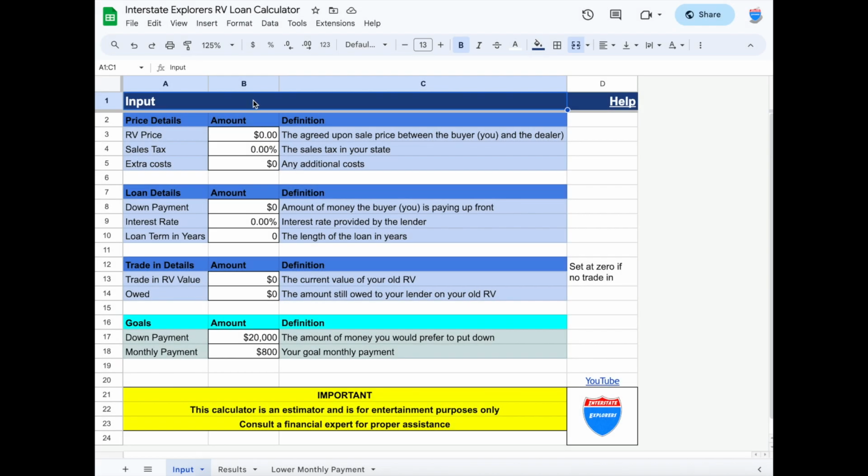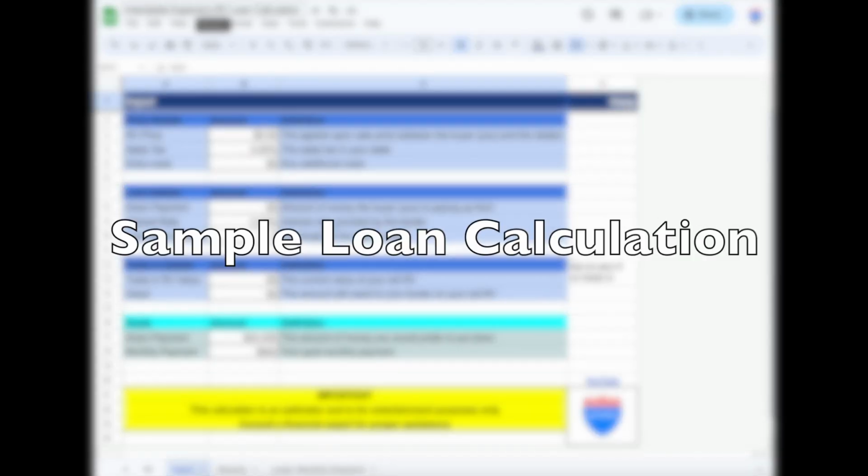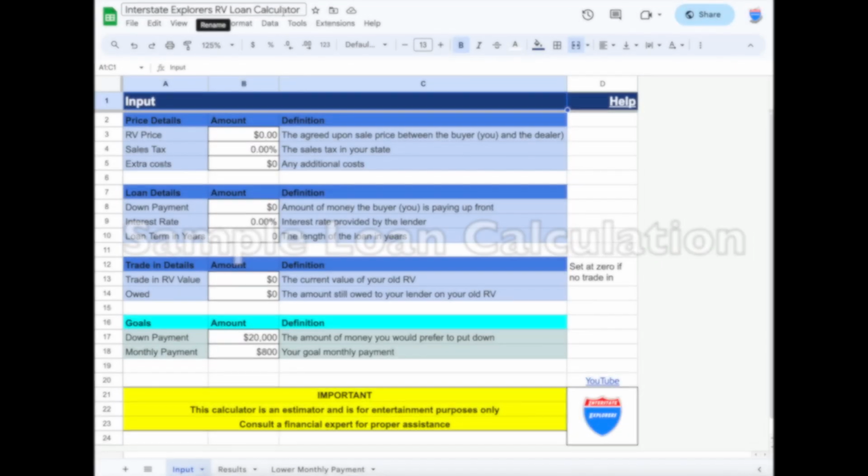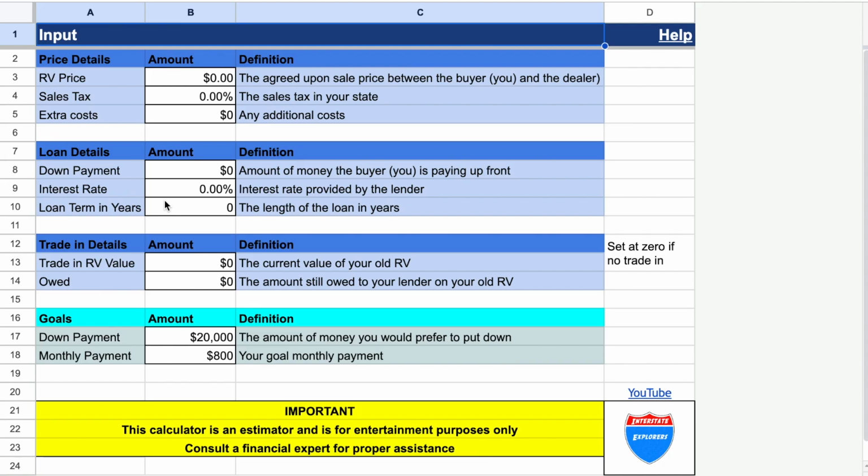All right, and the next thing that we're going to do is we're going to run you guys through a sample of our Interstate Explorers RV loan calculator. Don't worry if numbers aren't quite your thing. This calculator is pretty simple. You just have to input a few things, and then you just have to read the results after that. Now, before we move forward, I need to really emphasize to everybody that this calculator is an estimator and is for entertainment purposes only. Please consult a financial expert for proper assistance.